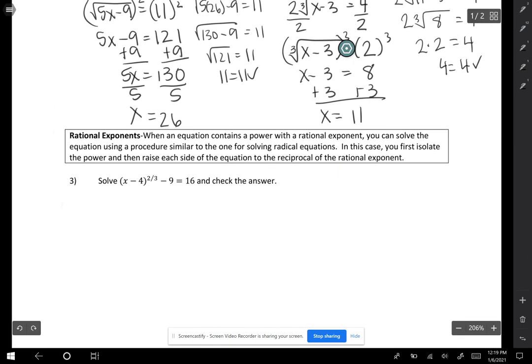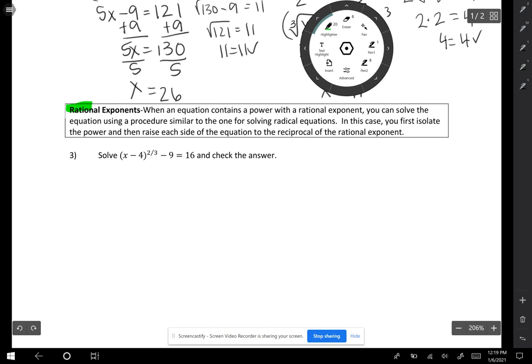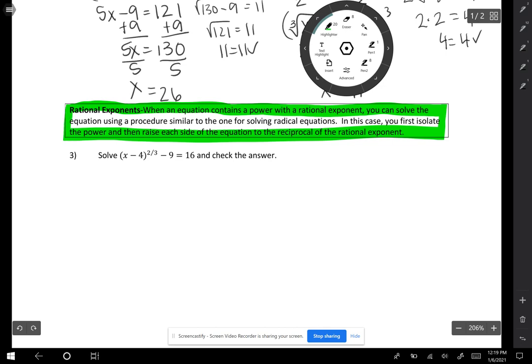Now we're going to move on and look at rational exponents. When an equation contains a power with a rational exponent, you can solve the equation using a procedure similar to the one for solving radical equations, except in this instance, after you isolate the power, you're going to raise each side to the reciprocal of that exponent. Okay, so we're just going to raise each side to the reciprocal to get rid of whatever exponent we have.